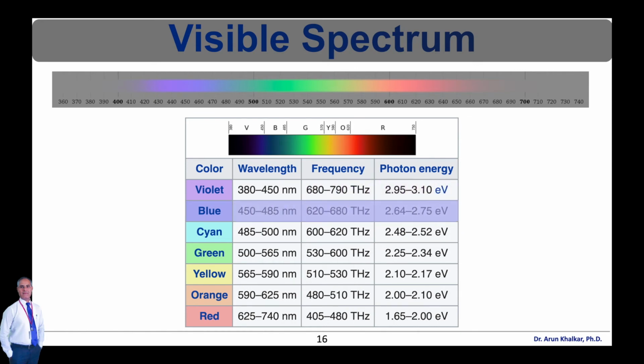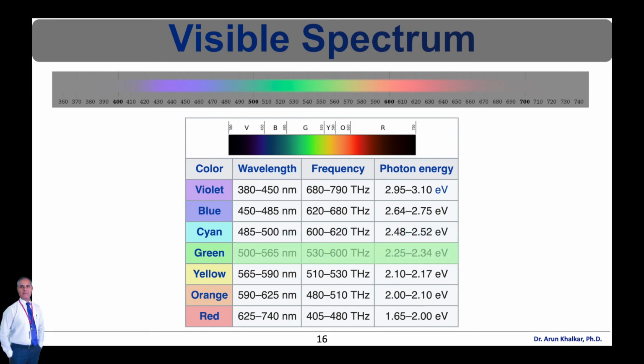For the blue color, the wavelength is around 450 to 485 nanometers, frequency 620 to 680 terahertz, and photon energy 2.64 to 2.75 electron volts. For the next color, cyan, 485 to 500 nanometers is the wavelength, the frequency is 600 to 620 terahertz, and the photon energy 2.48 to 2.52 electron volts is shown here.